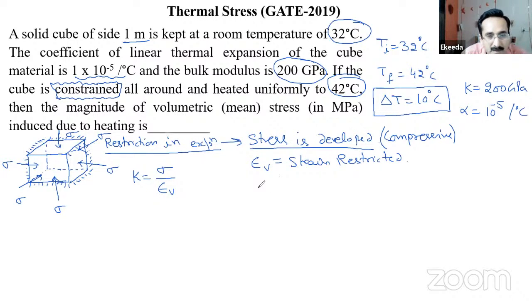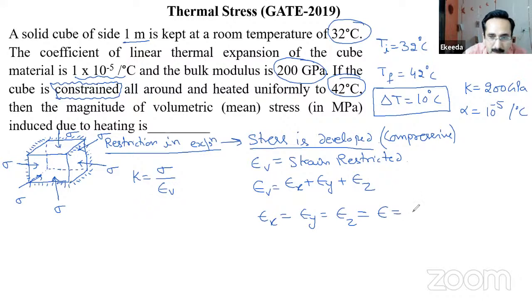We know that volumetric strain is the strain in all directions, epsilon x plus epsilon y plus epsilon z. Here, because it is uniform, epsilon x will be equal to epsilon y will be equal to epsilon z, and that strain is given by alpha delta t. We have discussed this in the previous slide, right?